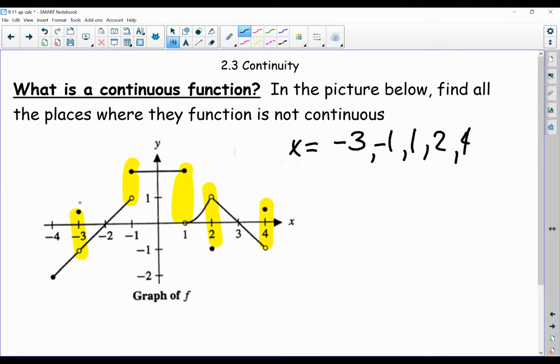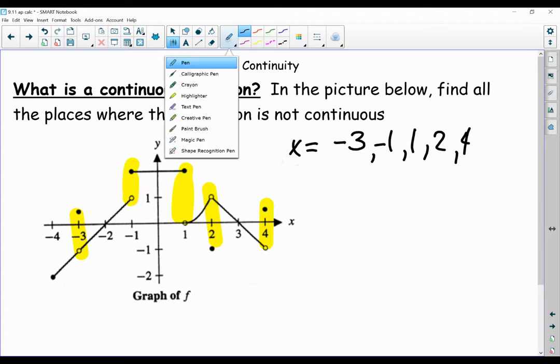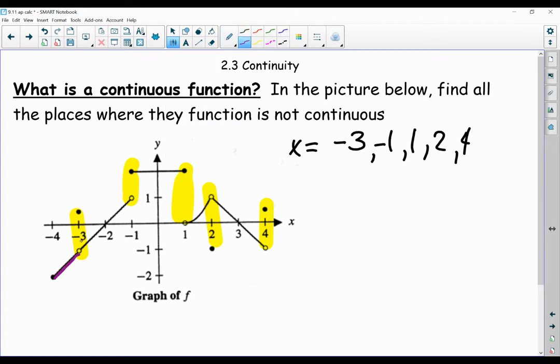If we look at -3, if I'm traveling along this function, I'll do it in purple, I have to lift up my pencil and make a point over here and then jump back down to where the rest of the function is. So if I think about what's happening at -3, there's an instantaneous jump that happens to a point that causes our problem to happen.